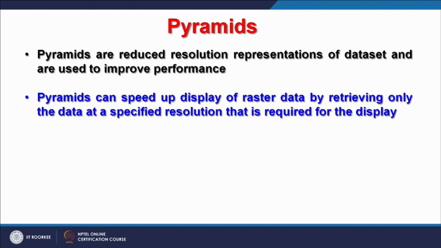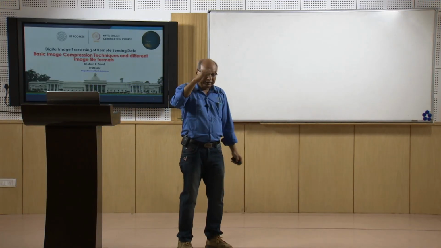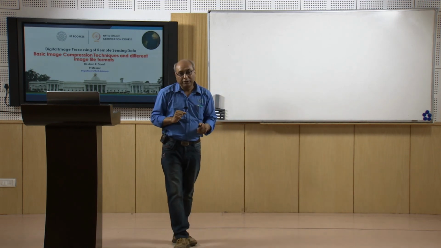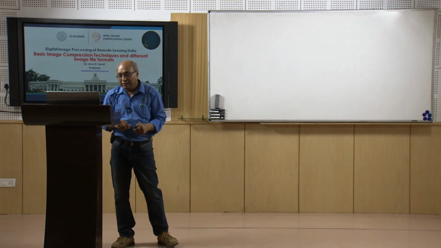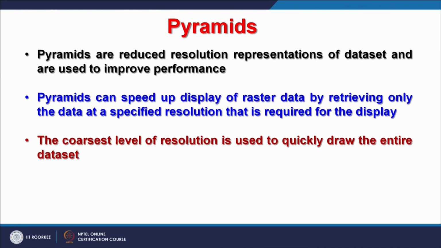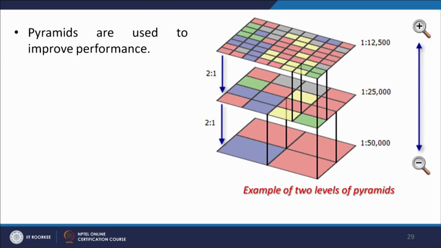And pyramids can speed up display of raster data by retrieving only the data at a specified resolution. If I am looking in the middle of that thing, that means in the pyramid I am in the middle, I will see only the middle resolution image, not a high resolution image at the middle stage. So the coarsest level of resolution is used to quickly draw the entire data set on the display. As the display zooms in, layers with finer resolutions are drawn.